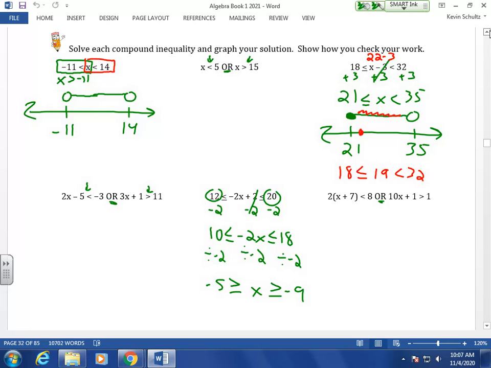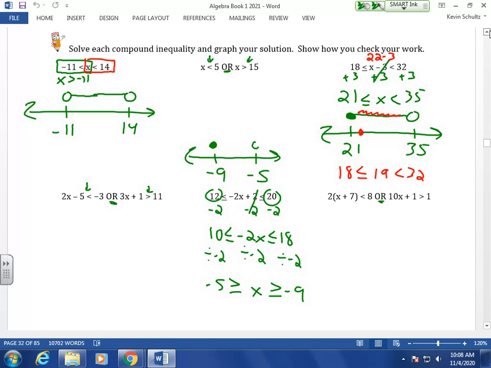Why did it flip-flop? What did we do that you suppose would cause that to happen? Gino? Because we divided by that negative value. So we didn't do anything wrong, right? All it means is that when we graph this, we need to put it in the correct order. Negative 9 is on the left side of negative 5 on the number line.